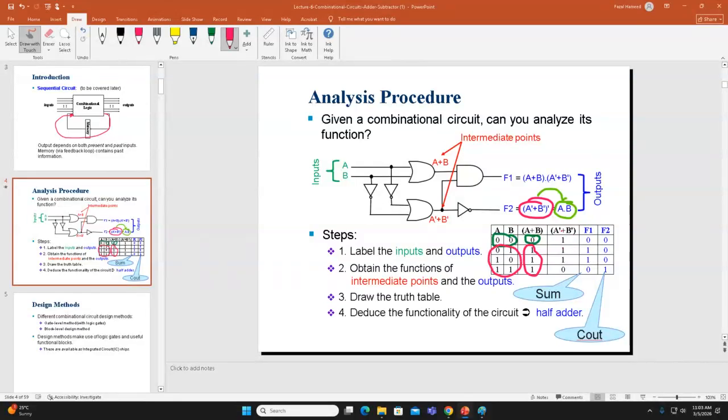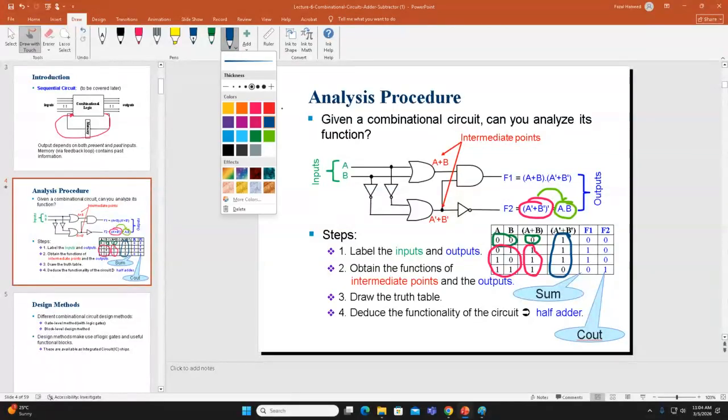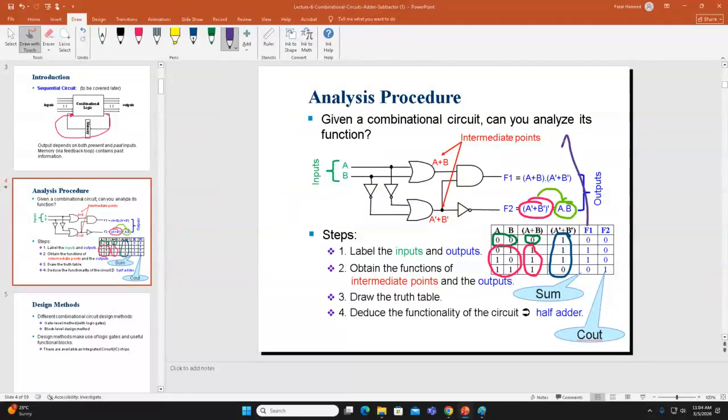Similarly, we derive the expression for A bar plus B bar. Can you see here this A bar plus B bar? We derive the column for A bar plus B bar, and then we derive F1. What is F1? F1 is (A plus B) dot (A bar plus B bar). Please look here, this is my F1, which is in the purple color. F1 is A plus B, which is column 1, and A bar plus B bar, which is column 2. Okay, so what is F1?